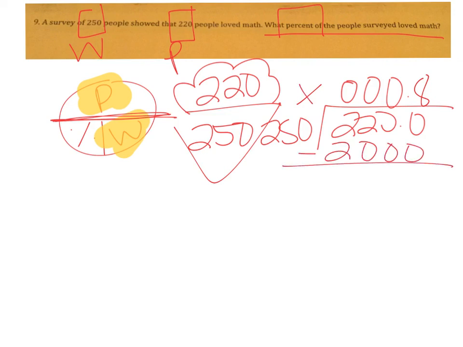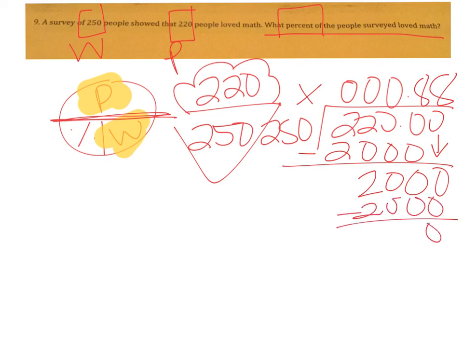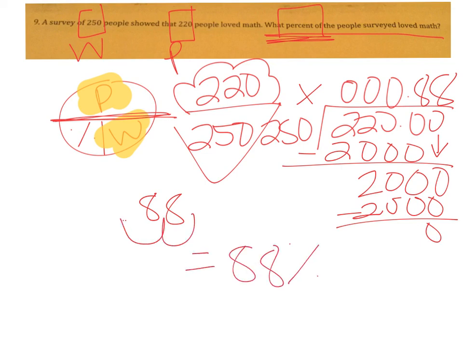We will subtract. So 0, 0, 2. Add a 0, bring it down. 250 goes into 2,000 8 times. 8 times 250 is 2,000. Subtracting is 0. So right now we have 88 hundredths, but we want it to be a percent. So move the decimal 2 times to the right, and that gives us 88%.